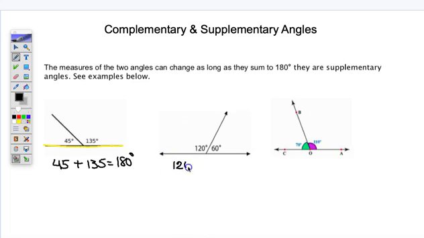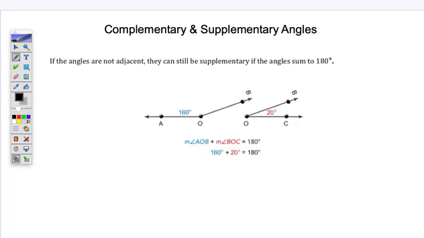In the next example, 120 plus 60, that also is 180. And once again, this straight line that the two angles form is another clue that these are supplementary. And in the last example, we have 110 plus 70, which is 180. But once again, we have this nice straight line that the two angles form. So that's another clue that it's a straight angle or supplementary. Let's go on then and look at a few more examples of supplementary angles.